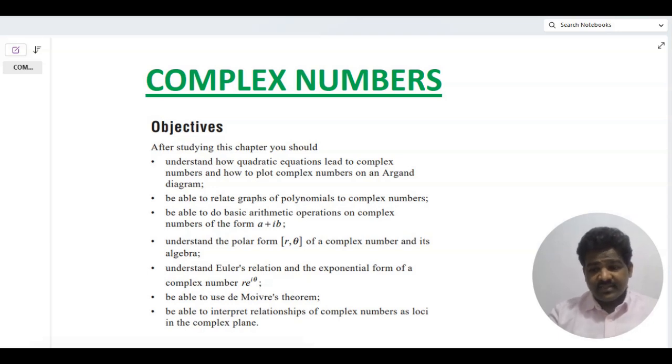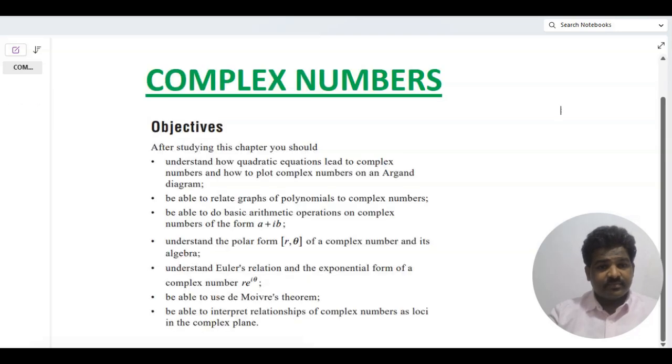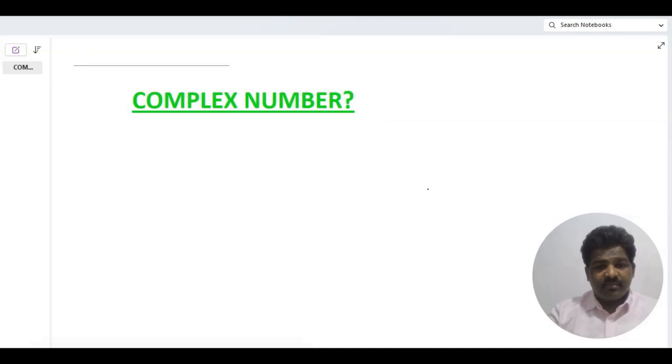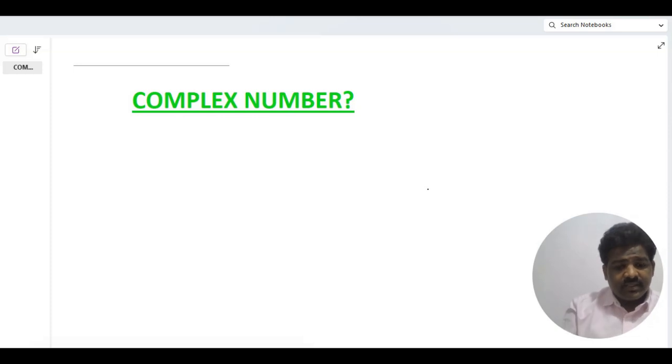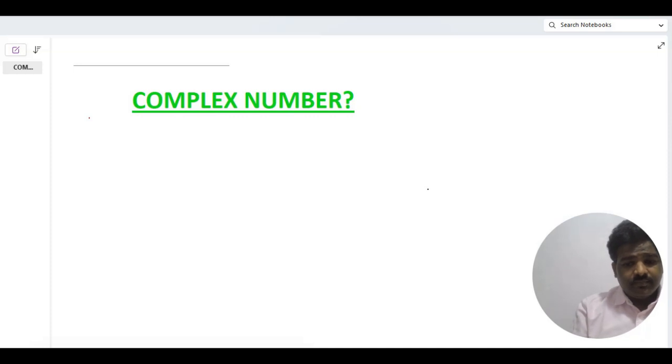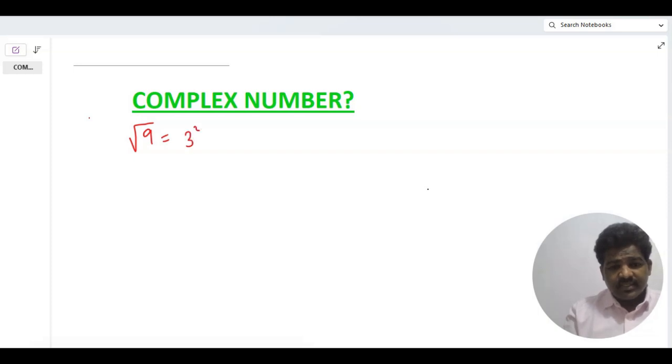Before beginning this entire session, we'll understand some basics first. Complex numbers. What are complex numbers? I'll explain clearly each and every basic definition. Right now, root 9, we write as root of 3 square. That means the value is 3.